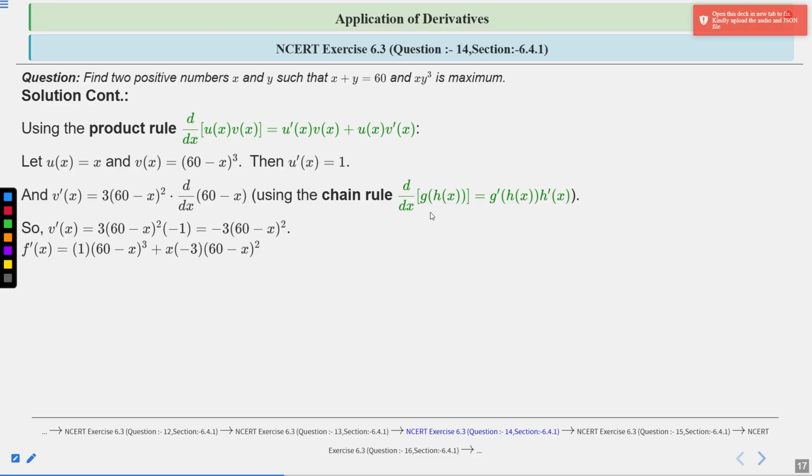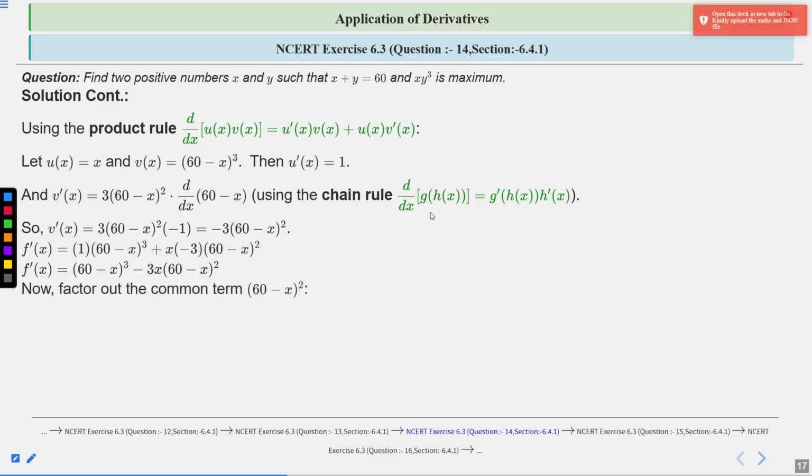Now f dash x is equal to 1 into (60 minus x) whole cube plus x into minus 3 into (60 minus x) whole square. So f dash x will be equal to (60 minus x) whole cube minus 3x into (60 minus x) whole square.